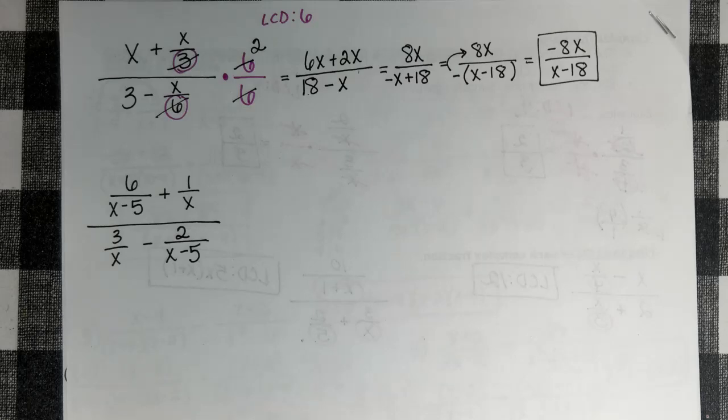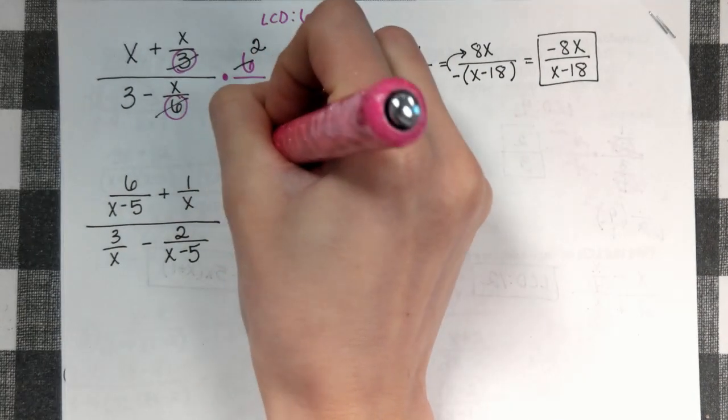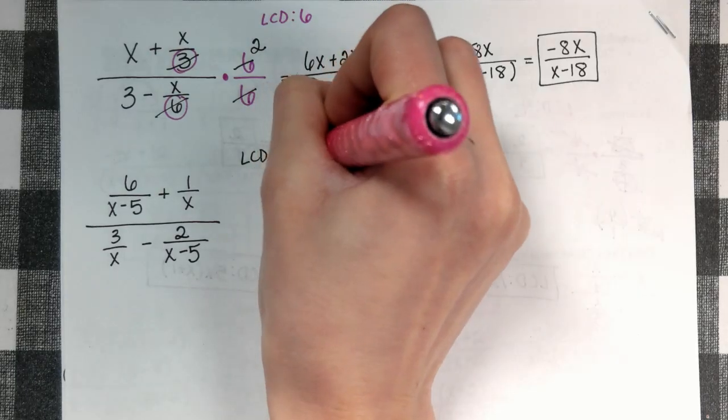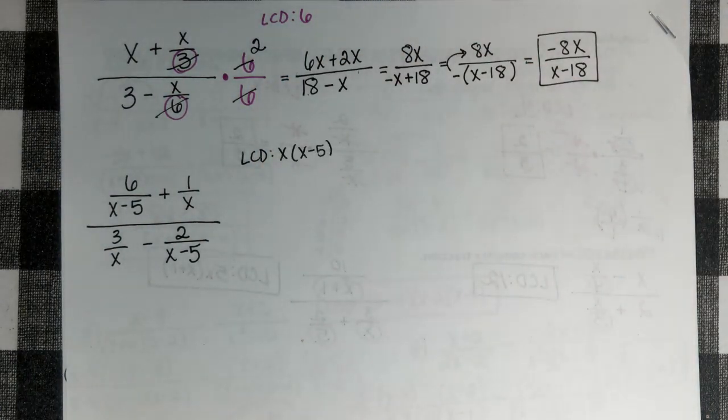If you don't know where to start, what's always your first thing? Okay. What's your LCD? Alright. x times x minus 5. Now finish it. If you got that, then pat yourself on the back, because that's your first step. You can't do anything else without that.